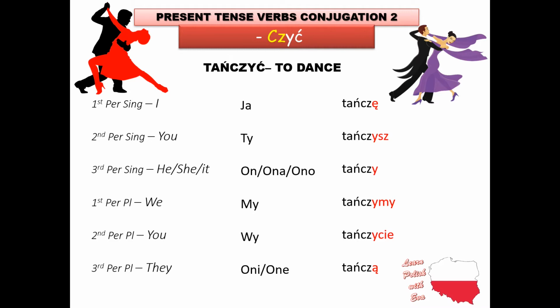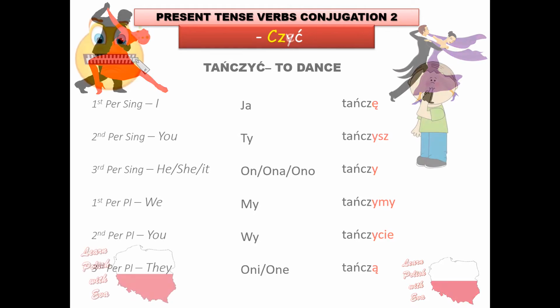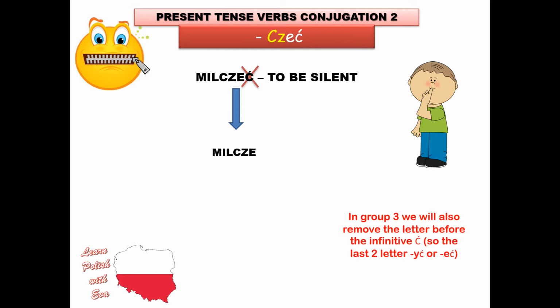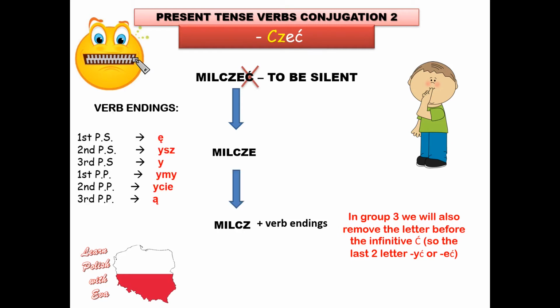Let's have a look at another verb, this time with the endings of czeć. And the verb I've selected for you is milczeć, to be silent. So we take off the last letter of the infinitive, ć. We are left with milcze, but we know that in group 3, we will also take off the preceding letter before ć. And the stem that we are left with is milcz. And then we add the verb endings, and the final verb looks like this.